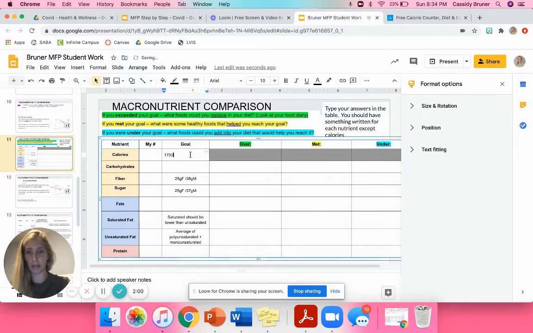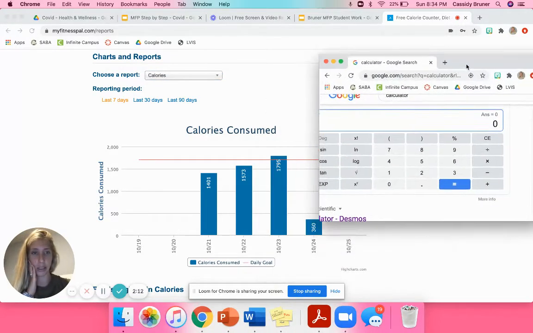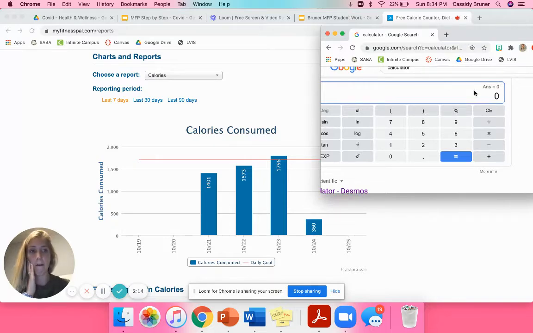So my goal is 1,700 calories. And then I'm going to look at what my number was. To get your number, since we're doing 2 days, we are going to have to take the average of those 2 days. So I have my calculator here so you guys can see what I'm doing. I'm going to take the average of the 2 days I'm doing. Remember, I'm doing 1022 and 1023. So I'm going to do 1573 plus 1795 divided by 2.